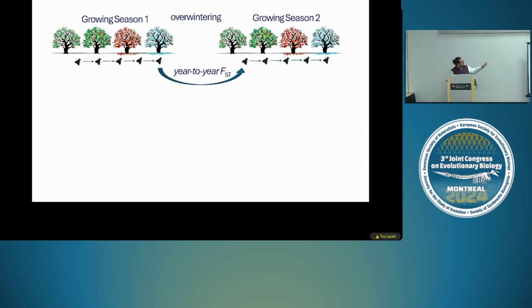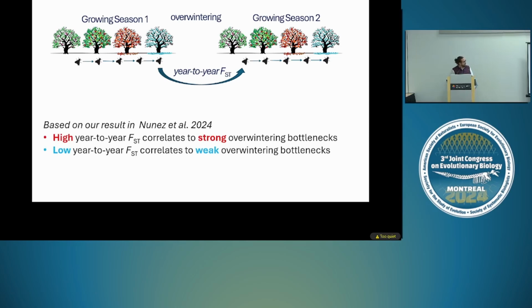But then naturally, if we also do these comparisons across years, our statistic will eventually capture this overwintering boundary. And in fact, some work that we did in this paper that I mentioned earlier explored the idea and provided evidence that there is in fact a correlation, or sort of power to determine that, depending on this year-to-year FST statistic, we can learn something about the strength of these overwintering bottlenecks, right? So I'm going to explore that in the test data set.